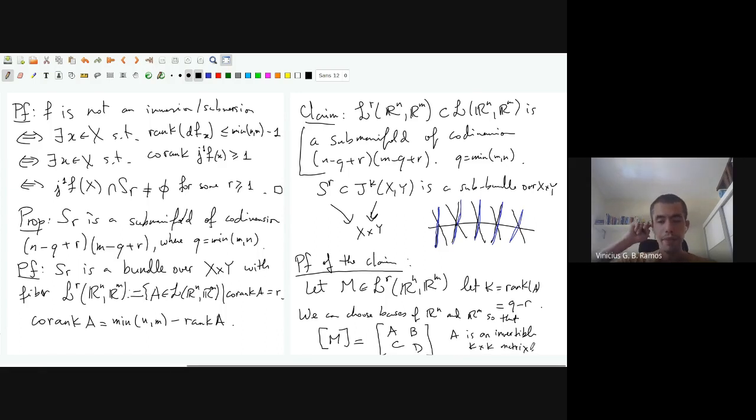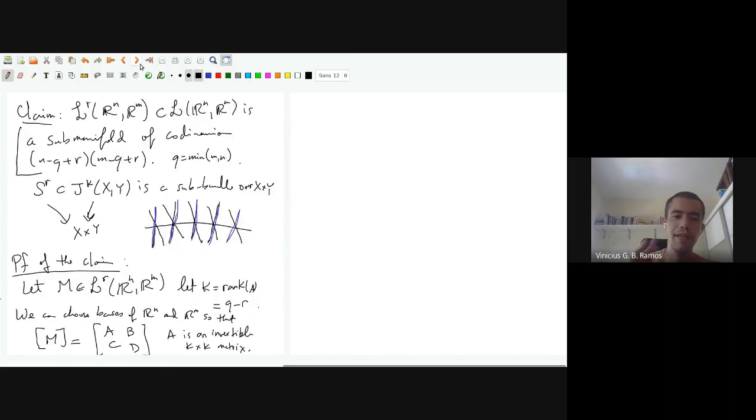B, C, and D are going to have the appropriate dimensions. I'm not going to write down what they are, but it's not hard to figure out. But A is a square matrix, and it's invertible. Okay, that's what you do.